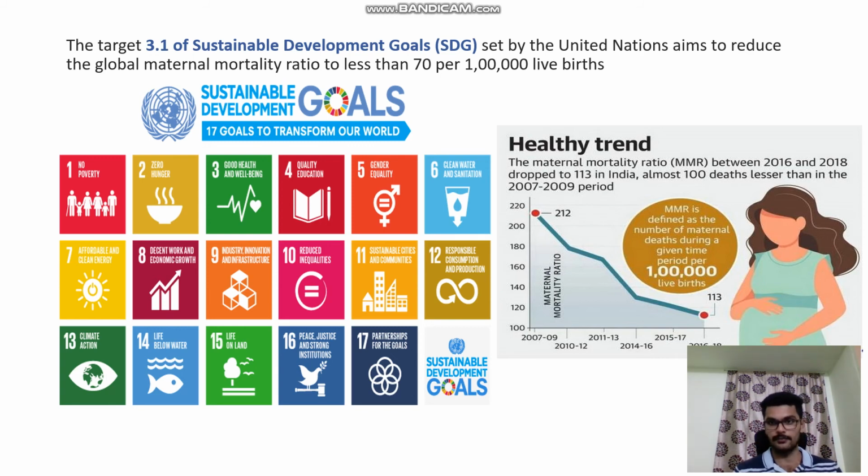So, healthy trends, a chart for our consideration. The maternal mortality ratio between 2016 and 2018 dropped to 113 in India, almost 100 deaths fewer than in the 2007 to 2009 period. So what we've discussed so far is the maternal mortality ratio, maternal mortality, and the Millennium Development Goals and Sustainable Development Goals. India, particularly since 2007 to 2009, where we had 213 maternal deaths per 100,000, has come down to 113, 100 fewer since 2009.